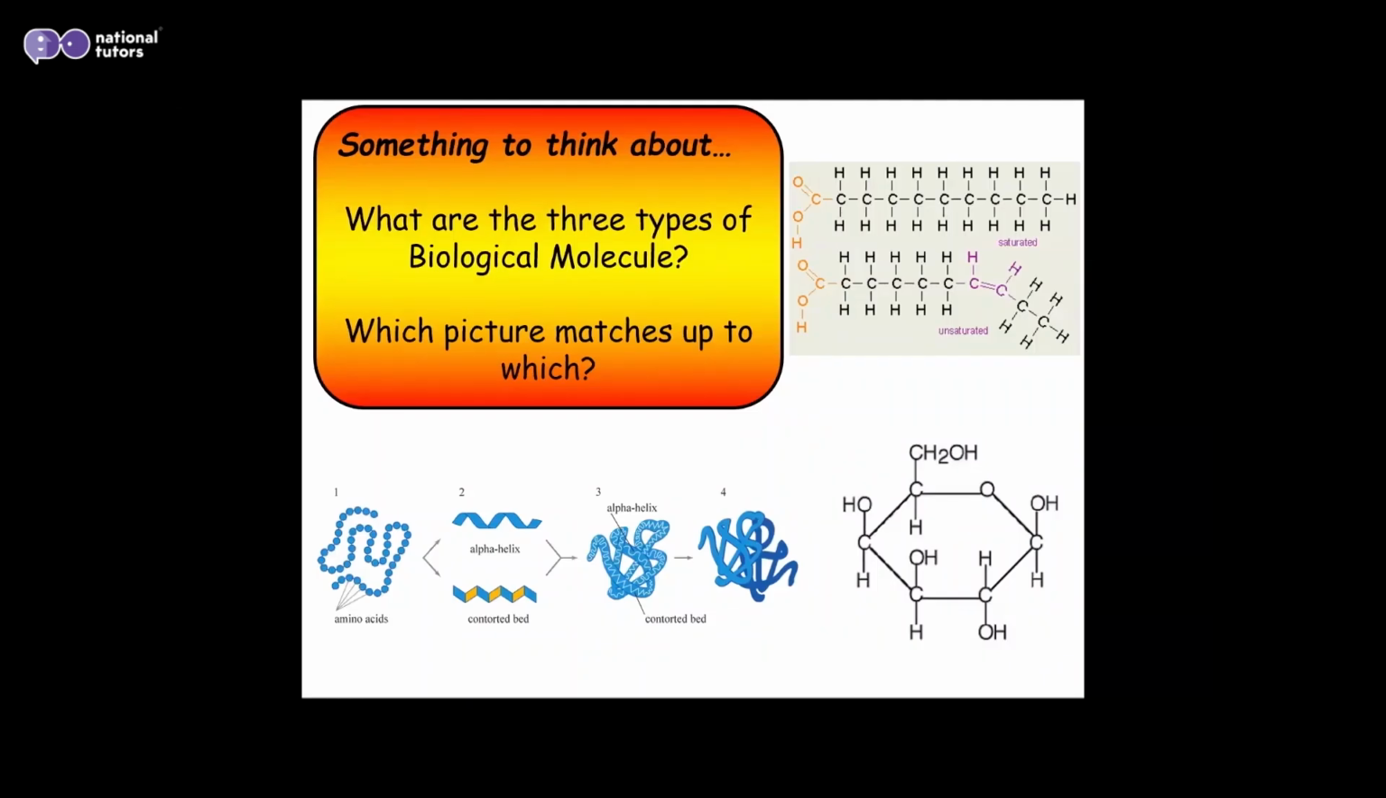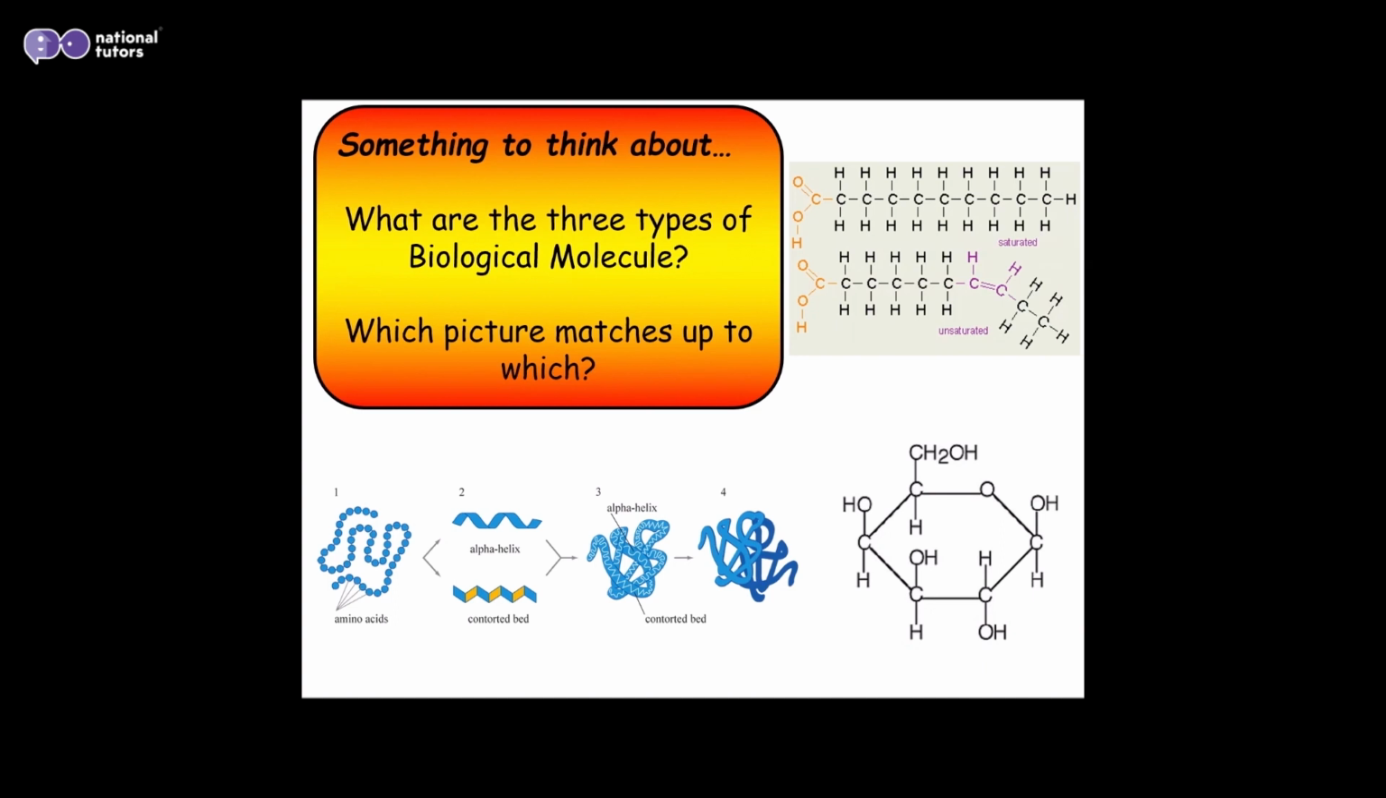Right, welcome back. I hope you found that helpful and you managed to update that sheet completely. If not, please feel free to make some notes on it and backtrack in your own time. What I want you to do is think about what the 3 types of biological molecules are that you know from your GCSE. You should have a good awareness of the biological molecules in there, and which picture you think makes up which.